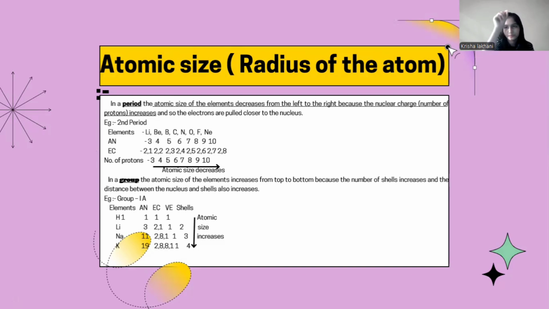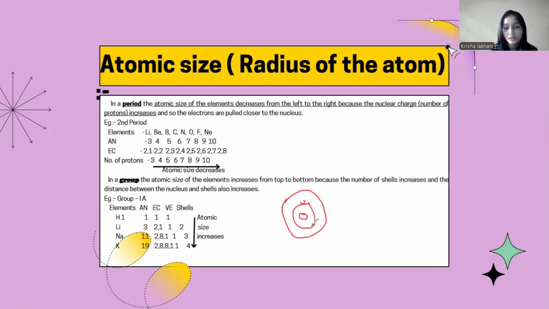In the group, now we go vertically downwards. In the group, the atomic size of the element increases from top to bottom. The number of shells increases and the distance between the nucleus and the outer shells also increases. Obviously, the shells go on increasing as you go down the group.